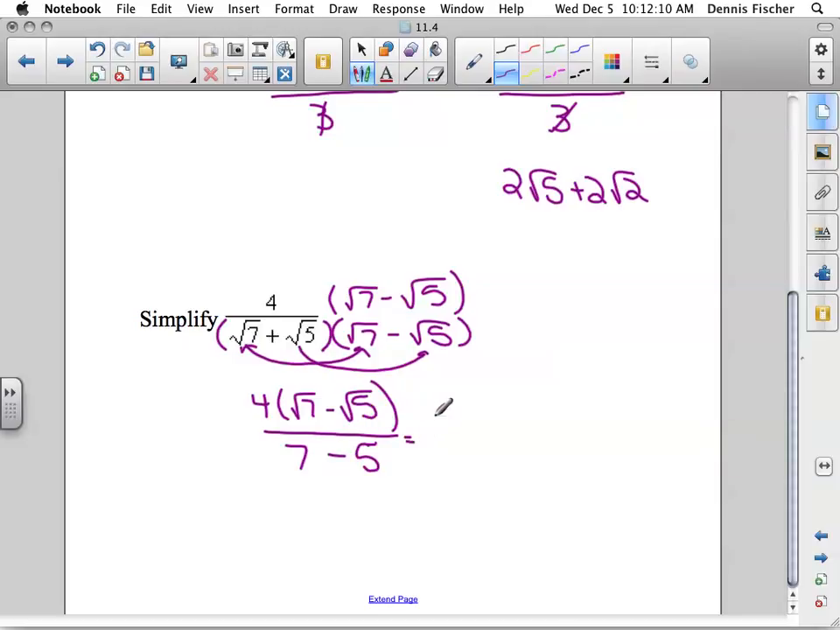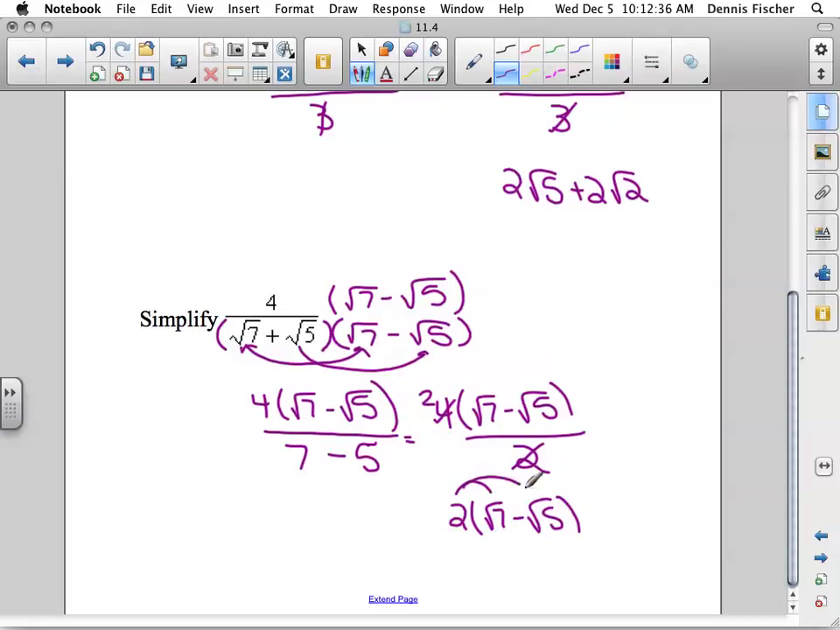Now we got 4 square root of 7 minus square root of 5 over 2. You can switch the 4 and the 2 to 2 and 1. 2 goes into 4 twice, so we cancel that off and put 2 up here, so we have 2 times the square root of 7 minus the square root of 5. And I can bring the 2 through the parentheses again and get 2 square root of 7 minus 2 square root of 5. Bring it through. Question on that?